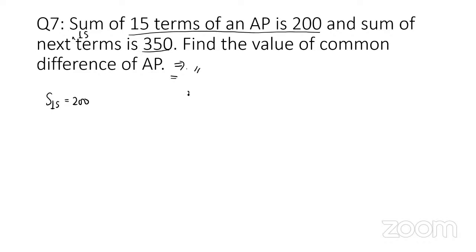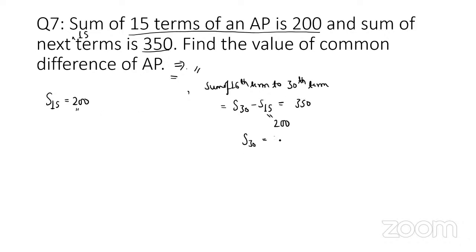That means the sum of the next 15 terms is basically the sum of the terms from the 16th term to the 30th term, which we can say is S30 minus S15. This is given to us as 350, and luckily S15 we know is 200. So we can say that S30 is equal to 350 plus 200, which is basically 550.